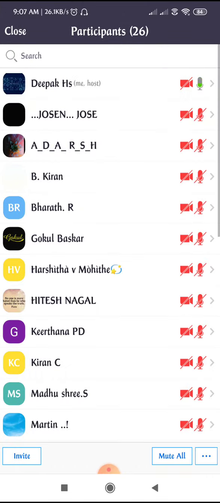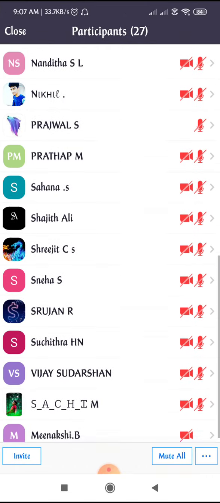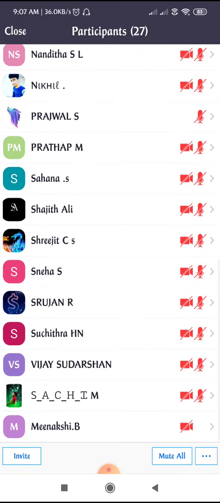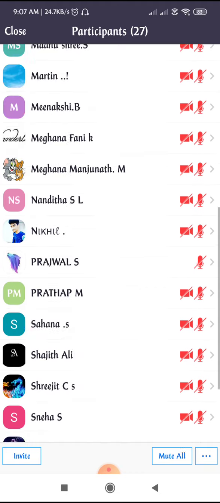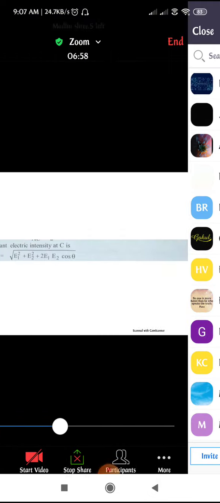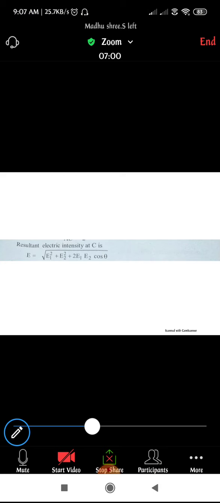So now you know the value of E1, E2 and you know the value of theta. Just substitute it and tell me the answer. What is the value of E you are going to get? I want everyone to solve. I am going to ask randomly for the answer. Calculate the value of E and you can post the answer in the chat section, so that I'll confirm whether it's correct or not.